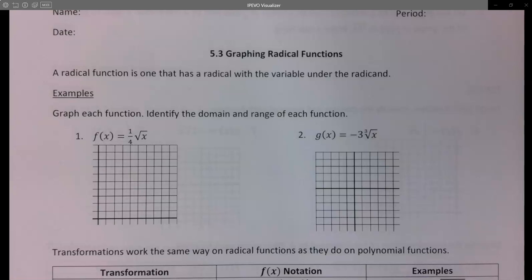Today we are graphing radical functions. And a radical function is one that has a variable under the radicand, so typically what you think of as the square root symbol.